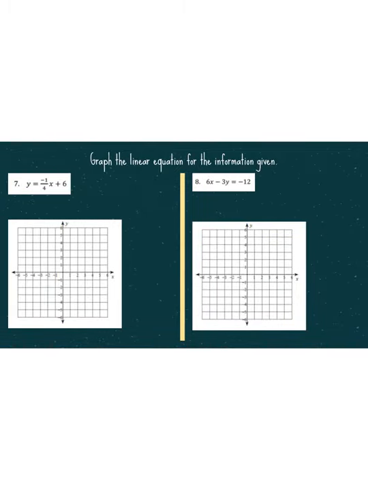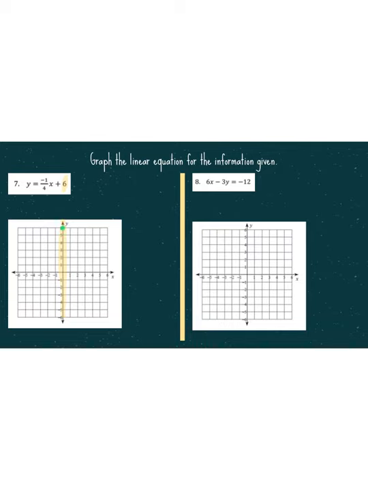All right, we're going to look at number 7 here. Number 7 says y equals -1/4 x plus 6. Okay, it's already in y equals mx plus b. So we're going to go ahead and start on our y-axis. And remember, we start with our b, so our 6. Okay, so I'm going to start at +6. So I'm going to put a dot on +6.